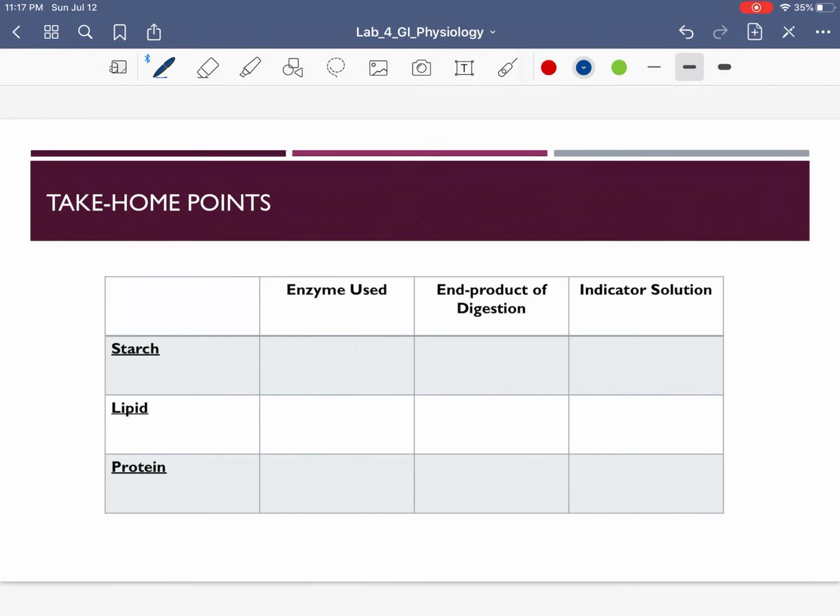Don't forget what we started with. You should be able to know what we started with, what enzyme we used, and what the end product of digestion was. You don't need to know the specific indicators, other than knowing the overall function of an indicator.